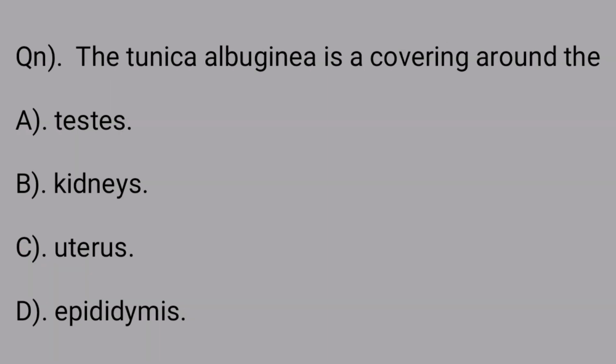Okay, next question. The tunica albuginea is a covering around the option A testis, option B kidneys, option C uterus, option D epididymis. The right answer for this question is option A, testis.